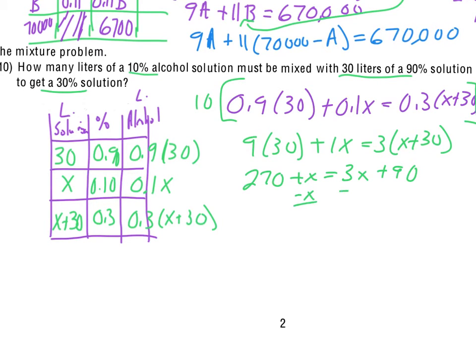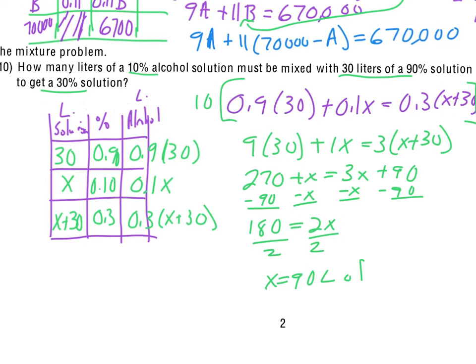Subtracting the x from both sides. I'll actually also subtract the 90 then. So we get 180 equals 2x. So divide by 2, we get x to equal 90. So again, the question was how many liters of a 10% alcohol solution? So we would need 90 liters of the 10% solution.